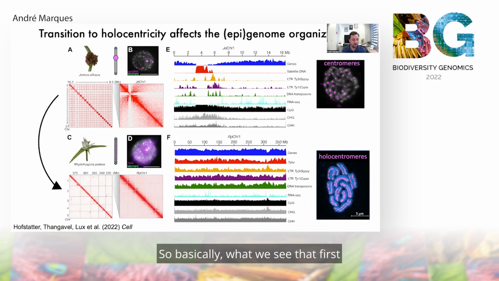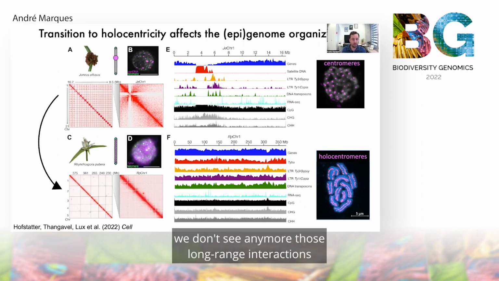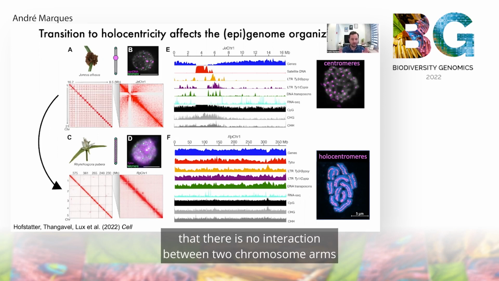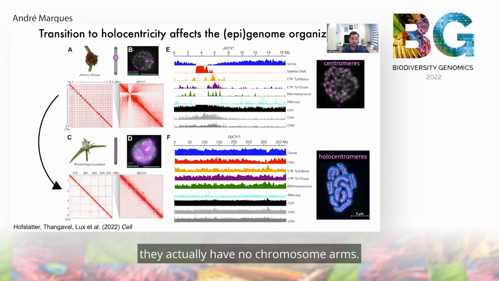So basically what we see first in the Hi-C interaction matrix is that we don't see those long-range interactions between distant regions in the chromosome anymore. We show here that there is no interaction between two chromosome arms, and that's because holocentric chromosomes actually have no chromosome arms.